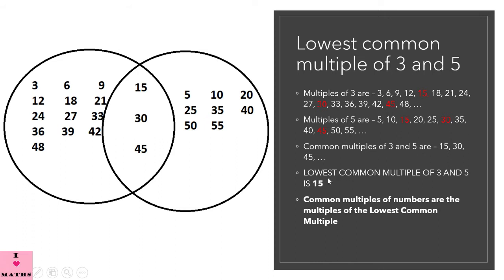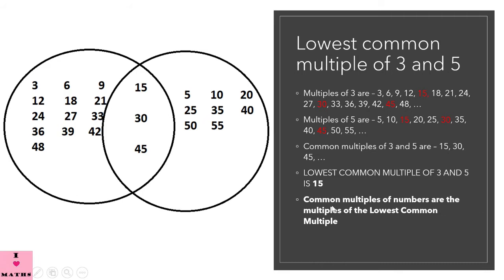Now the lowest common multiple of 3 and 5 is the smallest common multiple. So obviously it is 15. So 15 is the lowest common multiple.